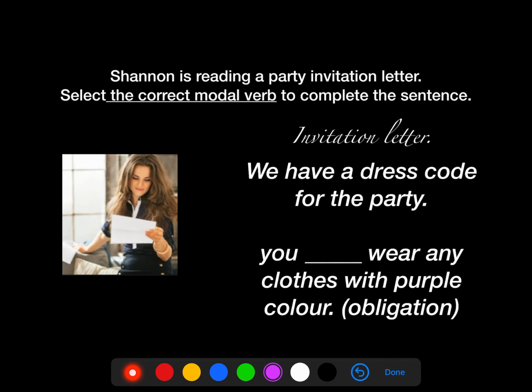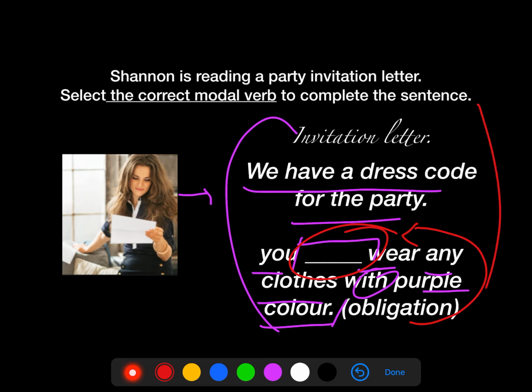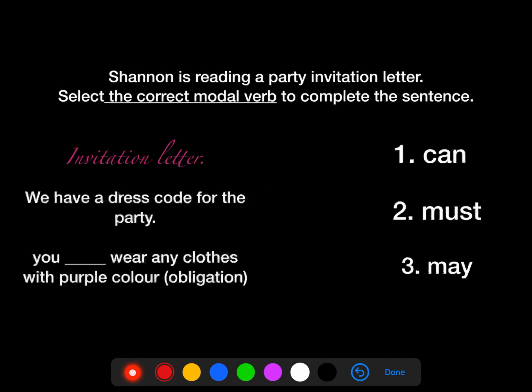Shannon is reading a party invitation letter. So, Shannon has received an invitation letter like this. We have a dress code for the party. And you wear any clothes with purple color. So the hint says obligation. So let's read the sentence again. We have a dress code for the party. So you wear any clothes with purple color. We need to use a modal verb that indicates obligation.